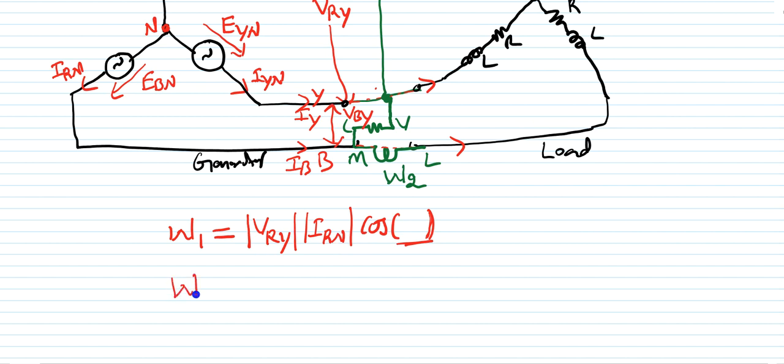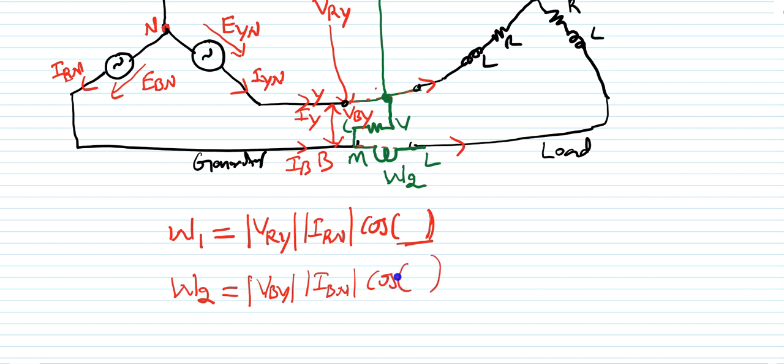Similarly, what is the amount of power measured by the second wattmeter? What is the current flowing through the second wattmeter? That is IB, or you can say IBN. IB or IBN is the current flowing through this coil, isn't it? And what is the voltage across this pressure coil? The voltage across this pressure coil is VBY. So I can write VBY, and this is IBN, and the cos of the angle between VBY and IBN.